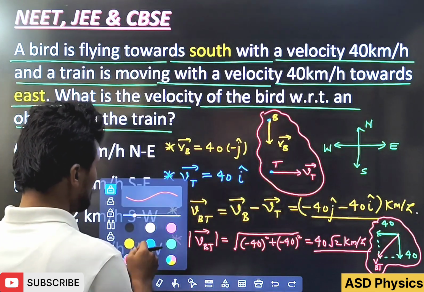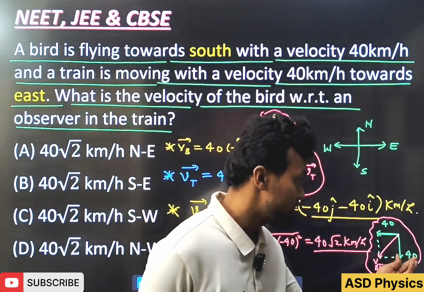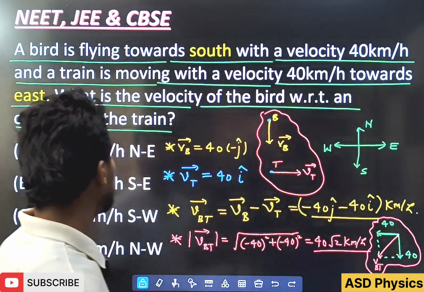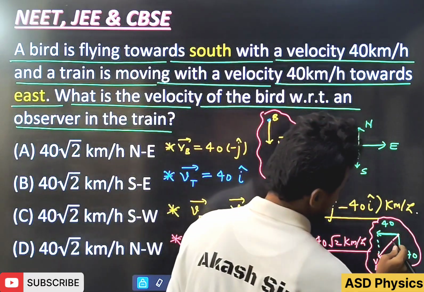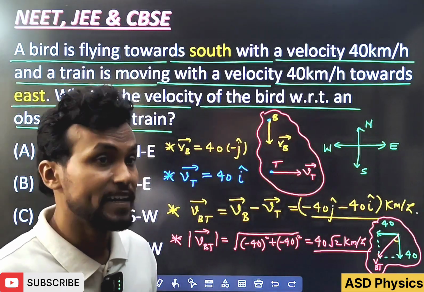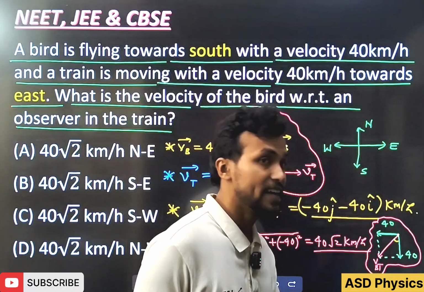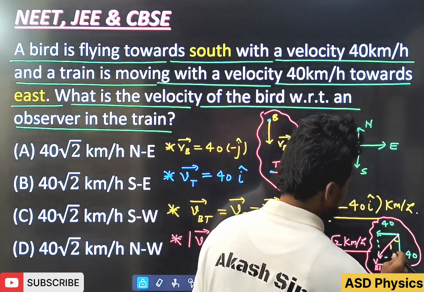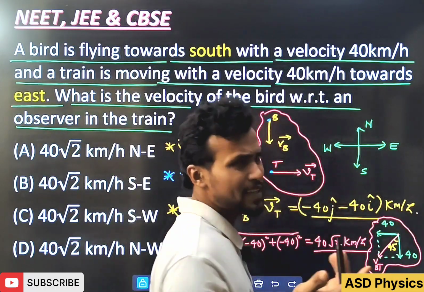This is the situation, you can see with the diagram. You can see very well, no? This is 40, this is 40. So what is the angle? Let's take for example this angle. What is tan theta? Opposite by adjacent. Opposite is 40, adjacent is 40. So this angle will come 45 degrees. But the angle is not required.